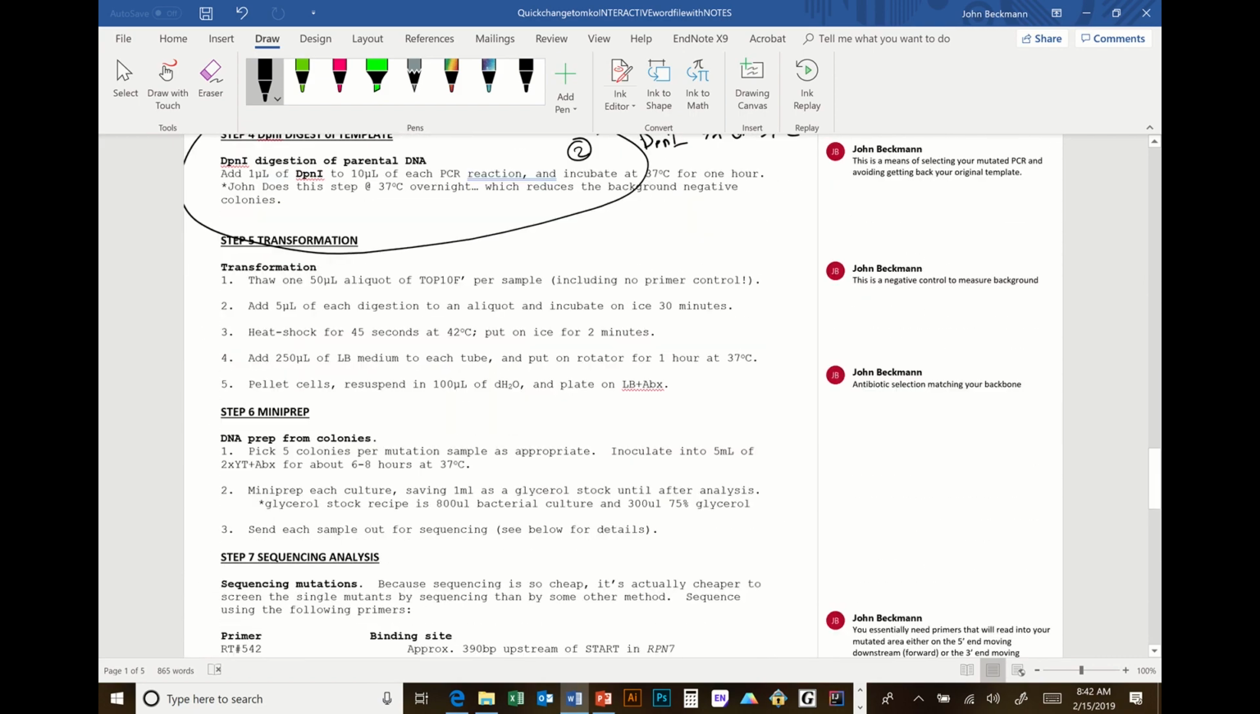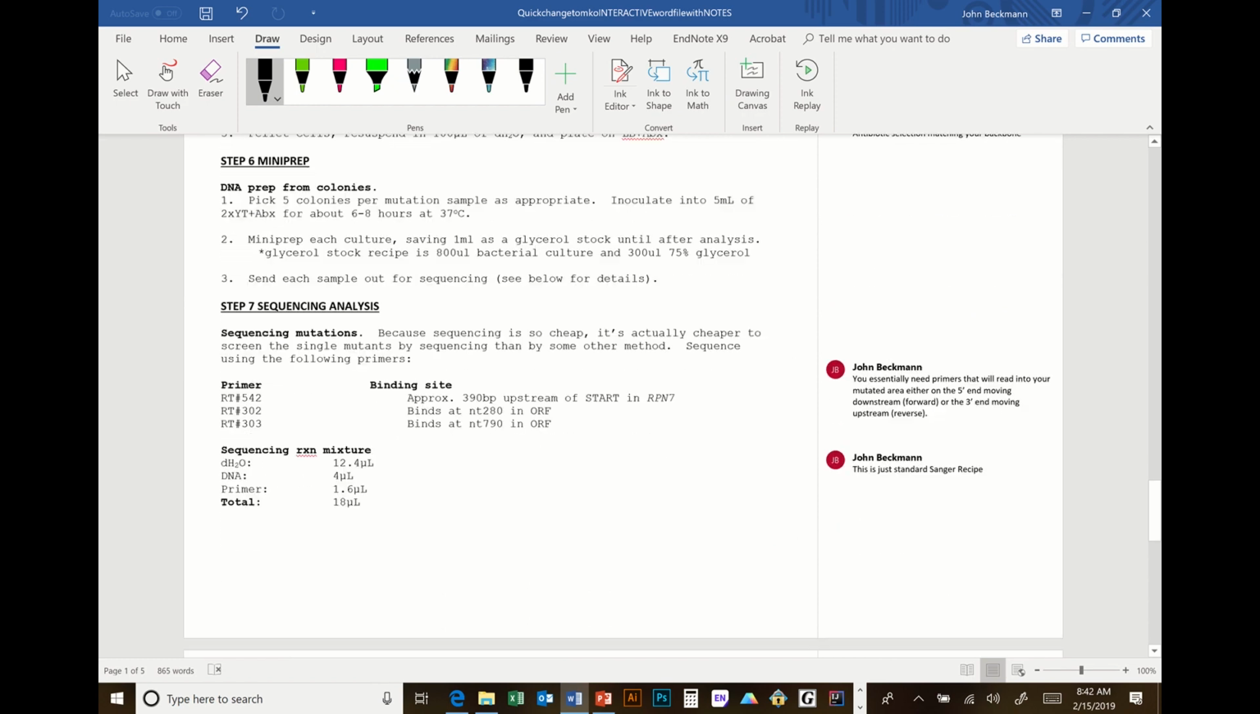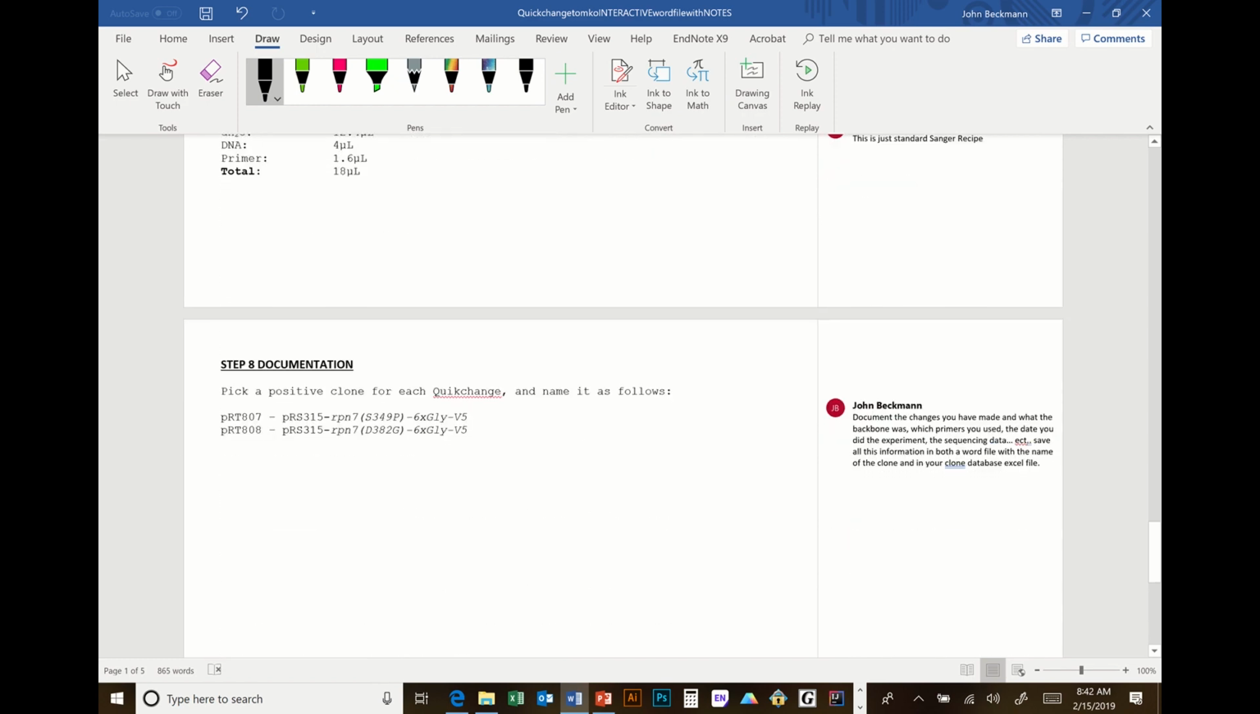Transformation, we already talked about that. Midiprep, sequence analysis, we already talked about that. Documentation, I already talked about that. Just a quick note, I would document the changes that you made. You want to document that mutation. So if you changed serine 691 to proline, you would document that.